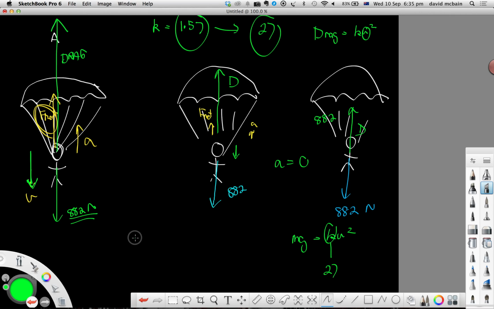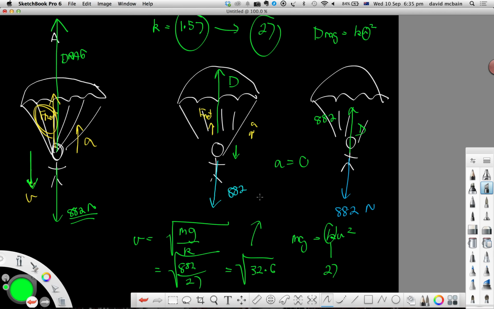It'll be v equals the square root of mg over k, which is going to be the square root of 882 over 27, which is 32.6, so it's going to be the square root of 32.6, going to be very slow, isn't it? So 5.71. So the new terminal velocity will be 5.71 meters per second.